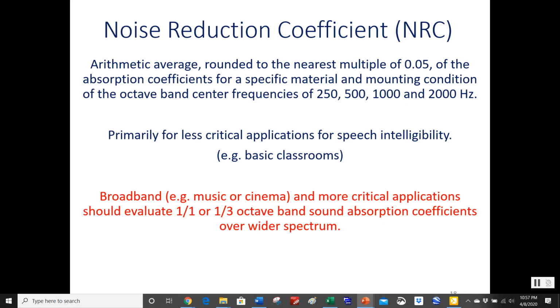So any material that can be absorptive, you could calculate a noise reduction coefficient for it. A lot of times in acoustics you might need to take a logarithmic average, so we're just specifying it's a simple average: add the 4 absorption coefficients together, divide by 4.